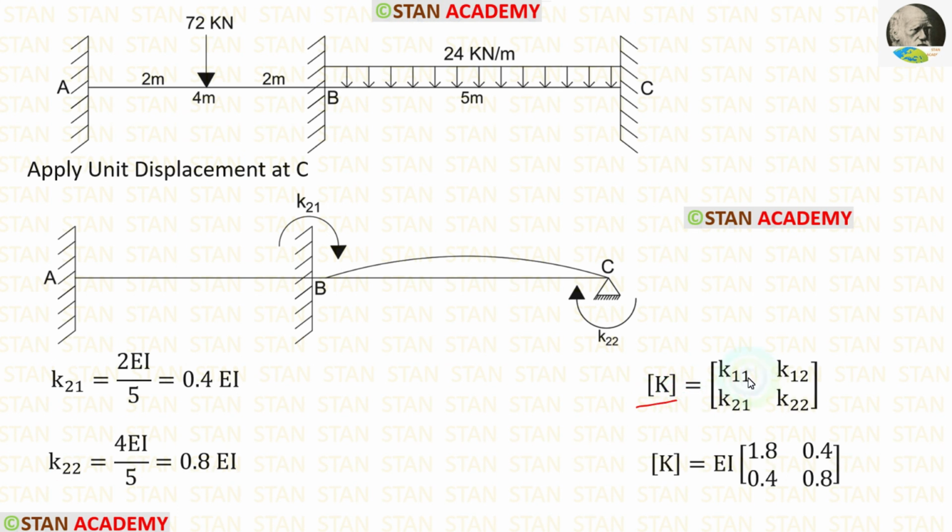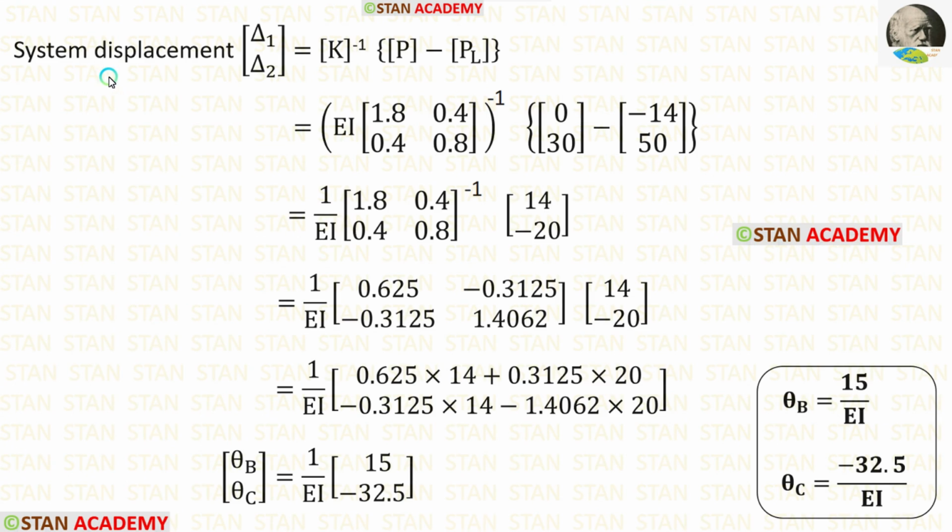In the stiffness matrix, we have calculated both of the rows. Let us apply the values. EI is constant. Let us keep it outside. In the system displacement formula, we have calculated everything. Let us apply the values. EI inverse is 1 upon EI. Then let us add these two matrices. After adding, we are getting this.